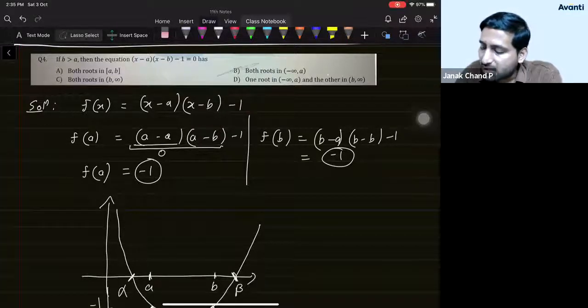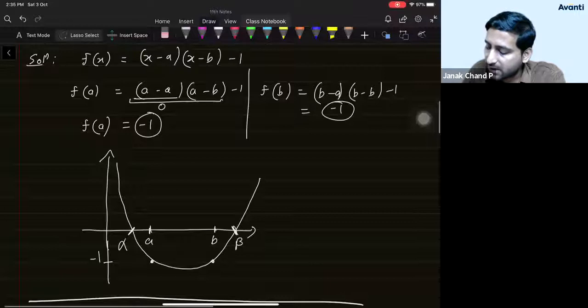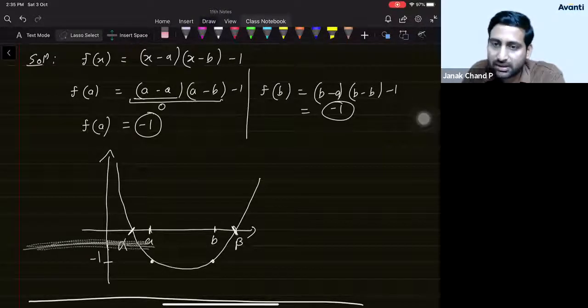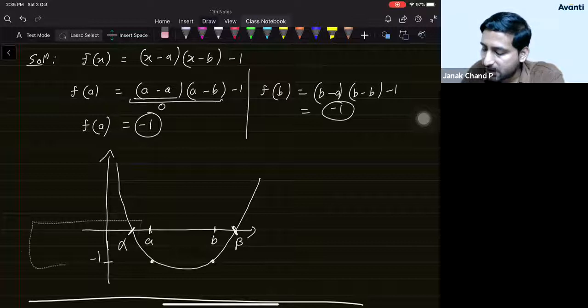Okay, option B says both the roots are in the interval of minus infinity to A. So they're saying this region, right? A to minus infinity. Obviously, student, in that region only one root is there. So the correct answer is, student, one root is in this region, that is from minus infinity to A, and then another root is between B to plus infinity.